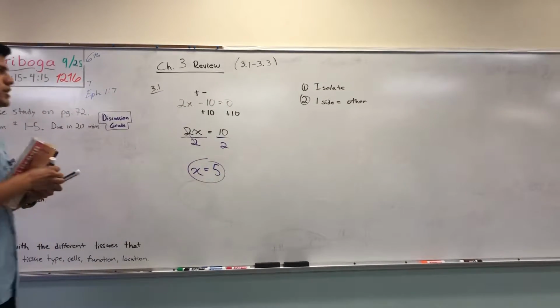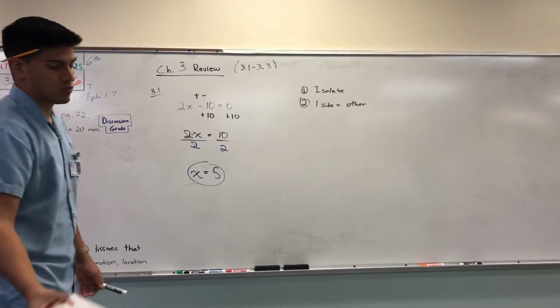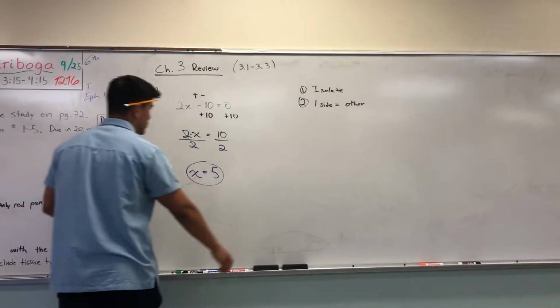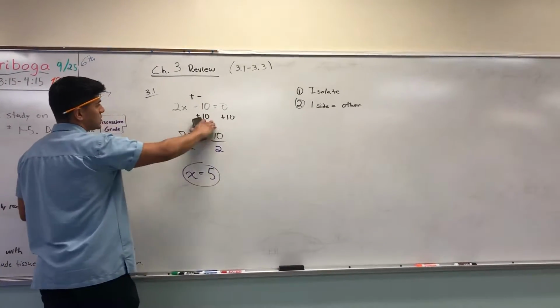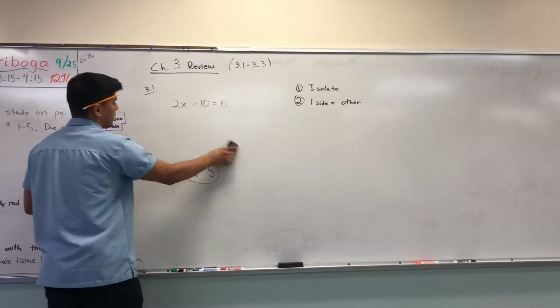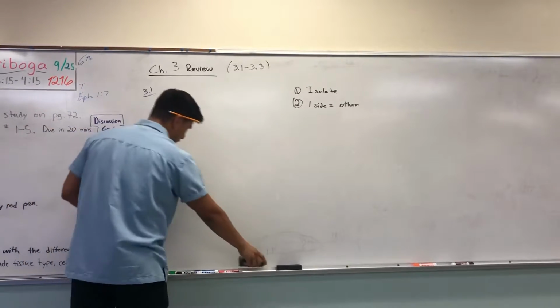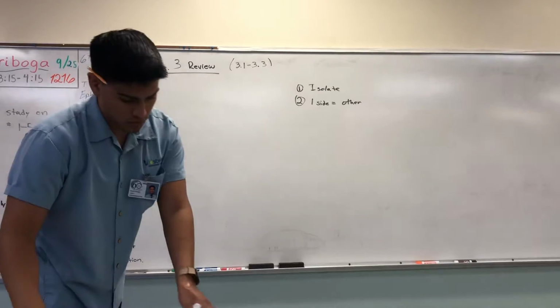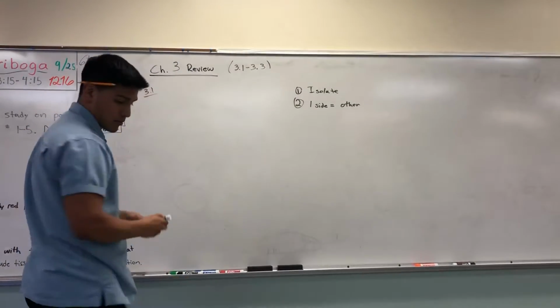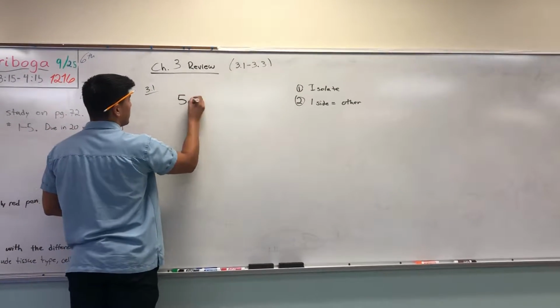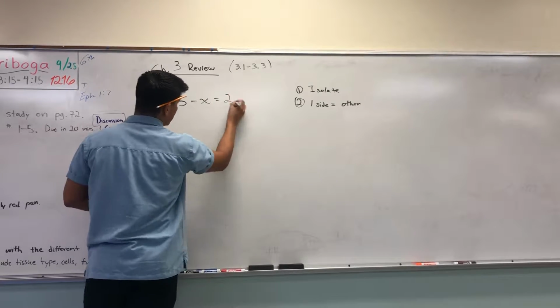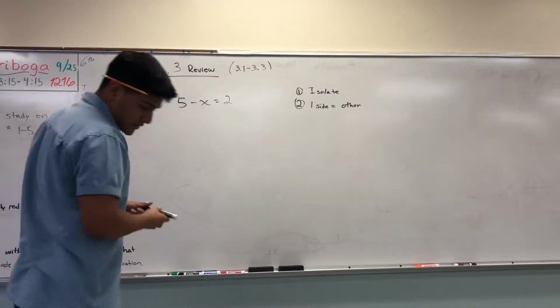So there you actually get an answer for the variable. That is what solving algebraic equations looks like. Now, this is in standard form, 2x minus 10. That would be the standard form, but sometimes you don't get it in standard form, like we do in problem number 9, which is 5 minus x equals 2. 5 minus x equals 2.